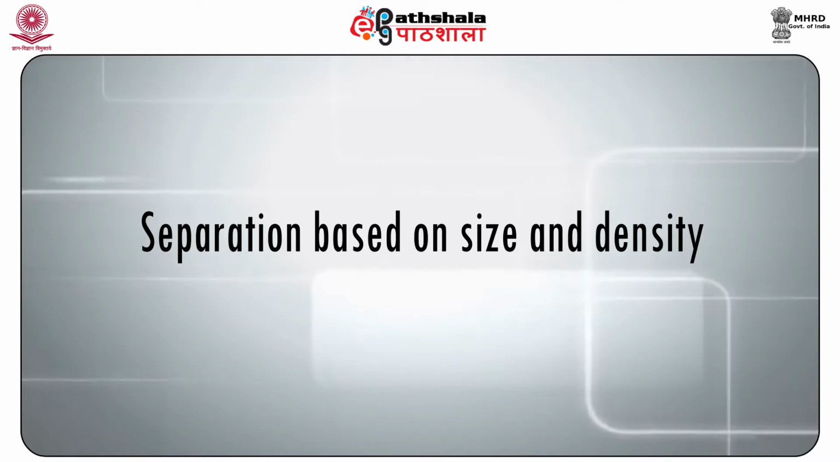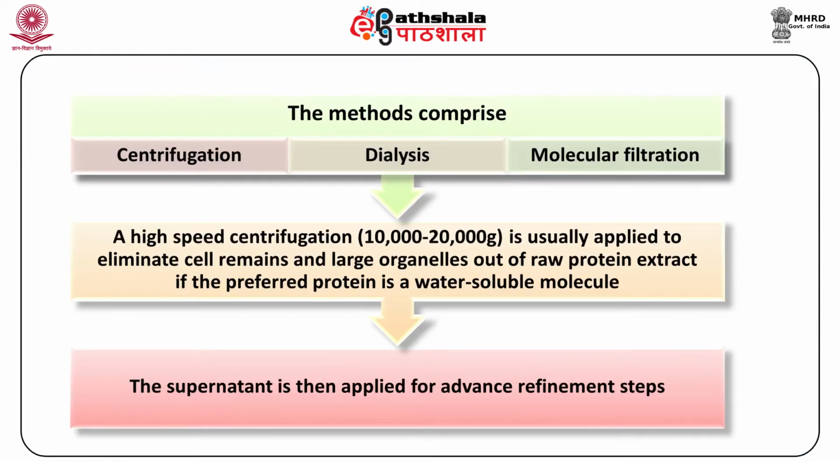Separation based on size and density. The methods comprise centrifugation, dialysis and molecular filtration. A high speed centrifugation of about 10,000 to 20,000 g is usually applied to eliminate cell remains and large organelles out of the raw protein extract if the preferred protein is a water soluble molecule. The supernatant is then applied for advanced refinement steps.